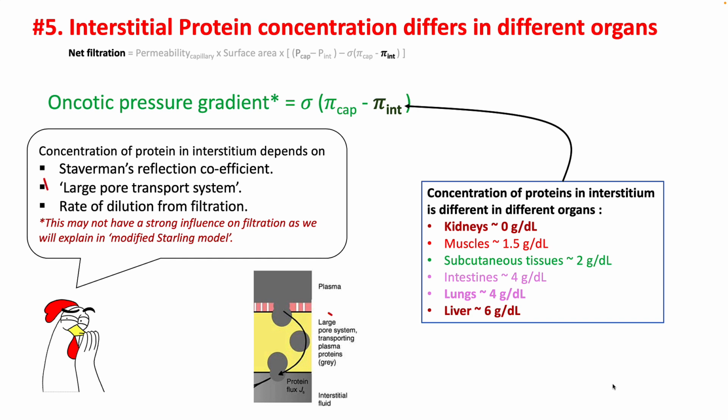it also depends upon the large pore transport system, which are the main way how the large proteins are transferred from plasma to your interstitium. And certainly it also depends upon the rate of dilution from filtration as well. When you talk about the modified Starling model in next lecture, you will figure out why interstitial protein concentration may not have such a significant effect on the rate of filtration.